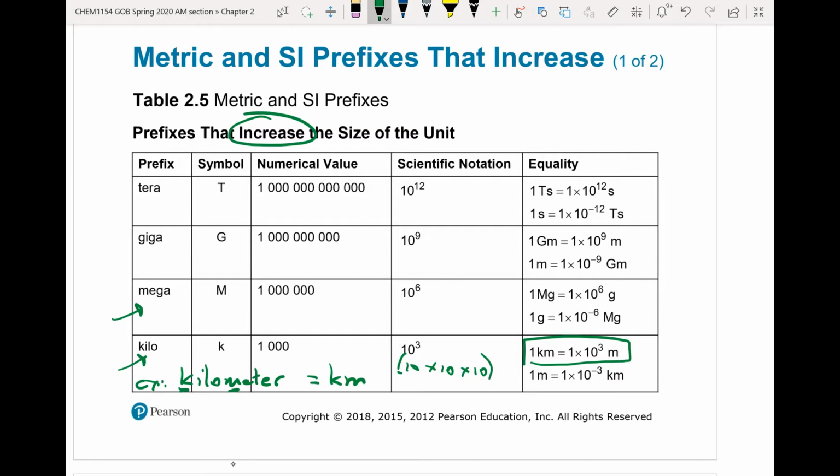So for instance, if I have a megameter, what would be the symbol for a megameter?